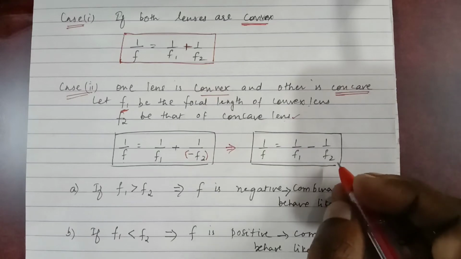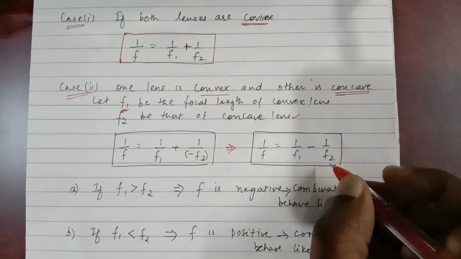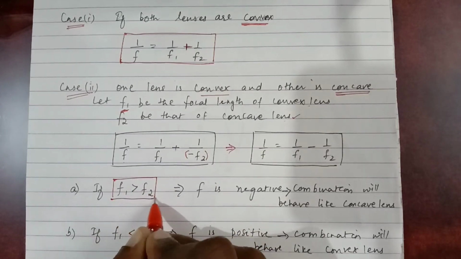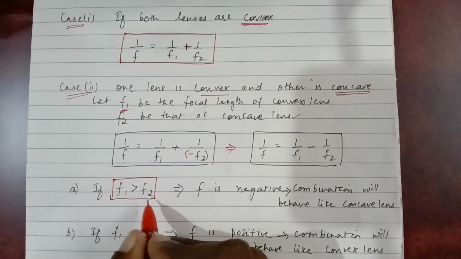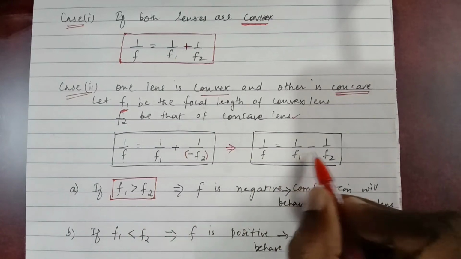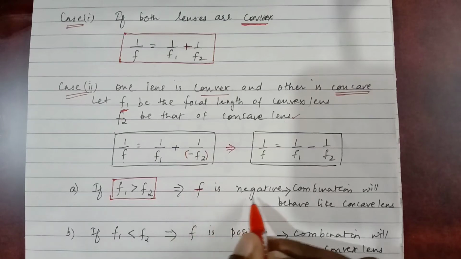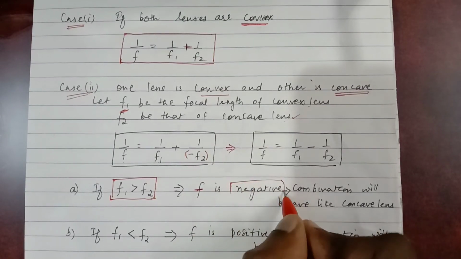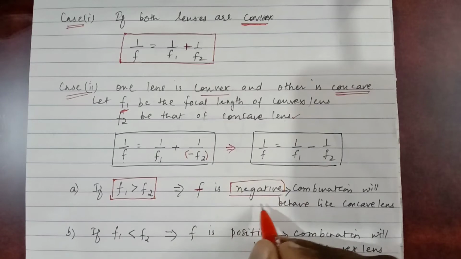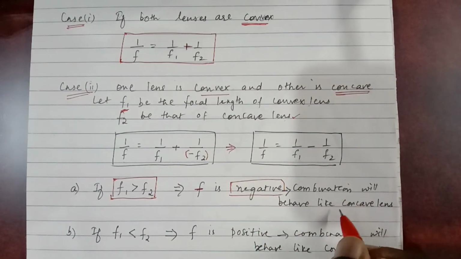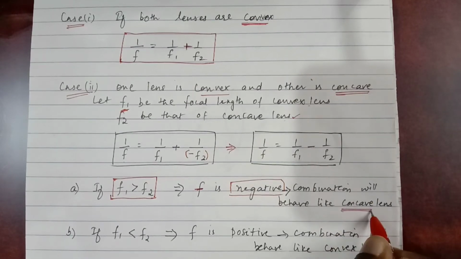Again, we arrive at certain results. See, if f1 is greater than f2, we can just substitute and find that the combined focal length is negative. So, in this case, the combination of the two thin lenses will be behaving like a concave lens.